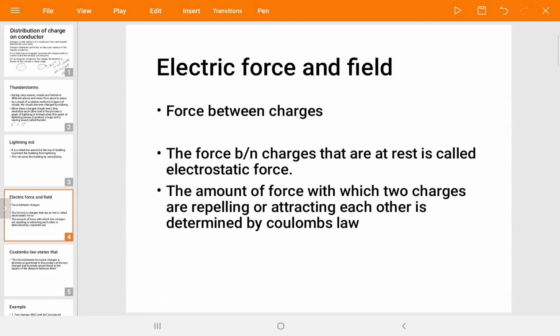A force between charges that are at rest is called electrostatic force. It is called an electrostatic force because we are dealing with charges at rest. If we are considering a force which exists between charges at rest, then this type of force is called electrostatic force. Then the amount of force with which two charges are repelling or attracting each other is determined by Coulomb's law.